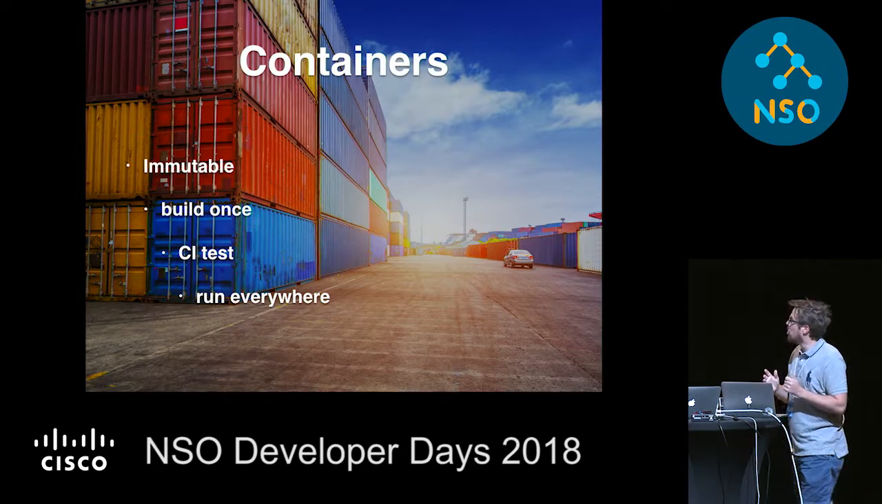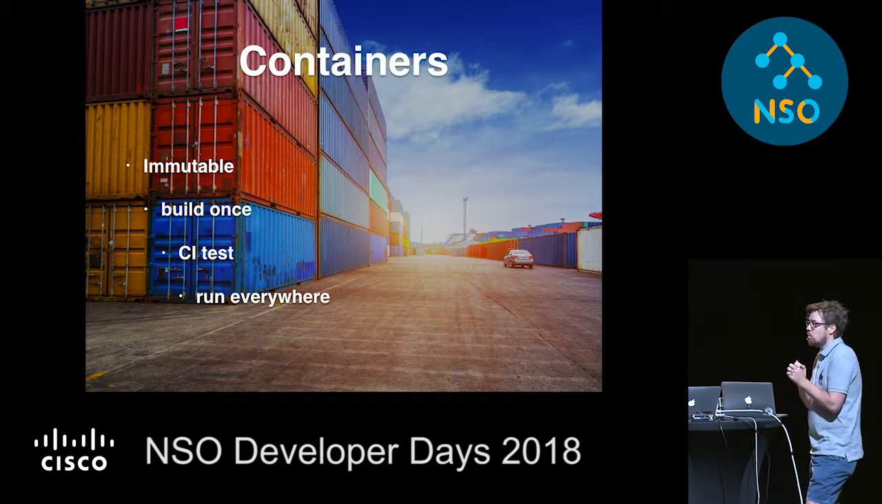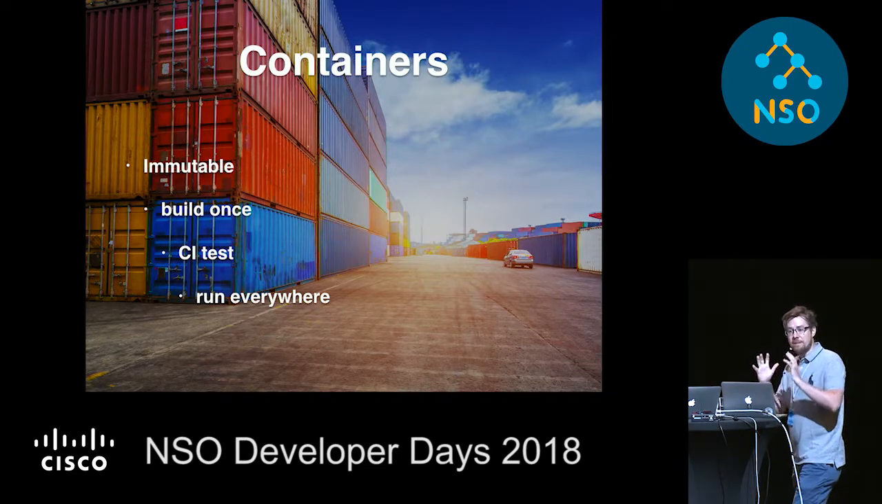Container images are immutable, which just means they can't change, right? So our process here is we compile our code once, we build the container once, we package it up, and then we use that specific container image in our testing.